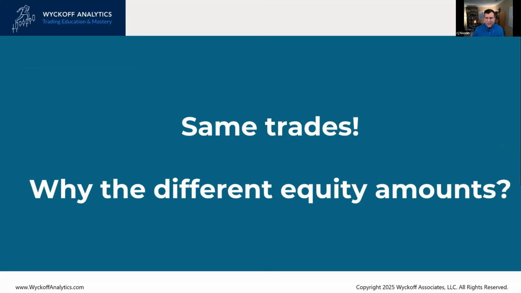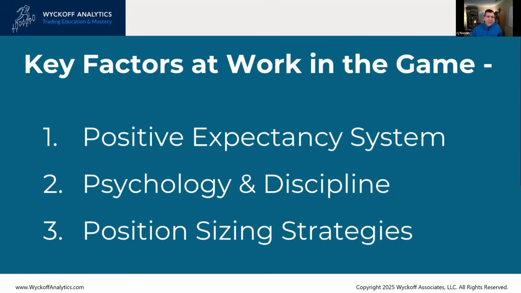Well, there's actually three key factors that work in the game. First of all, there's a positive expectancy system. You should have been able to make money unless there was a very low probability of multiple minus R multiple marbles coming out of the sample. Everybody should have been able to make money.